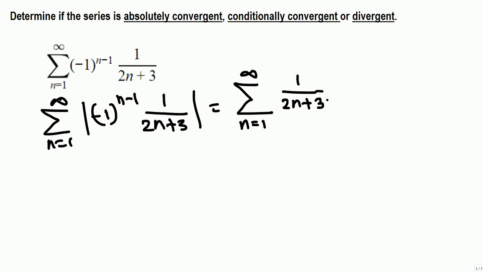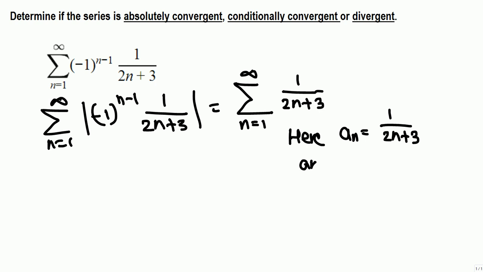This series has the form 1 over 2n, or just 1 over n. It can be compared with 1 over 2n. The leading term on the bottom is 2n, or just say 1 over n. Let's compare this series with 1 over n. Use the limit comparison test. This is an, so an is 1 over 2n plus 3.